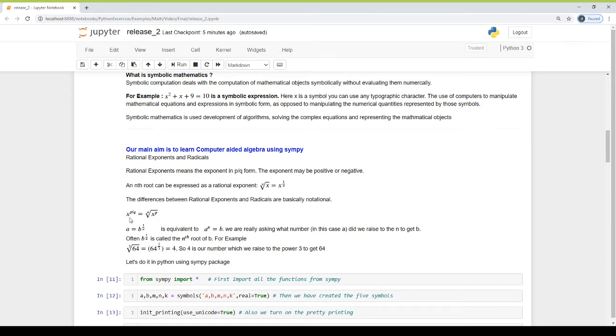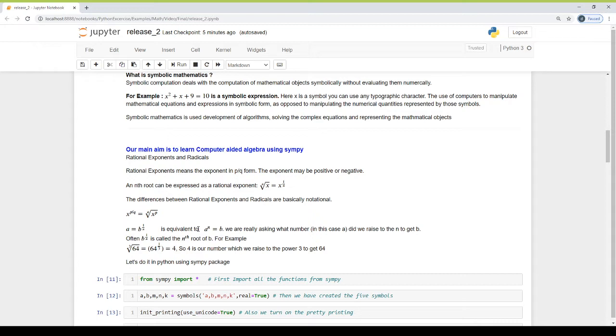For example, x raised to the power p/q is equal to x raised to the power p and the qth root of x. So it is only a notational difference. Both are the same thing. a equal to b raised to the power 1/n is equal to a raised to the power n equal to b. We are really asking what number did we raise to the n to get b.